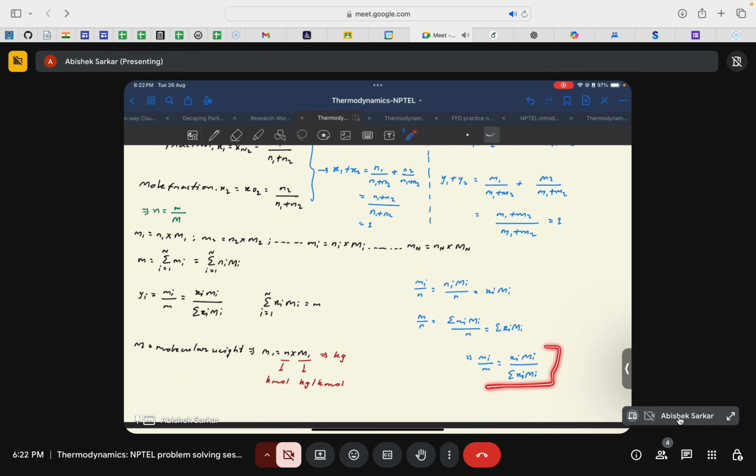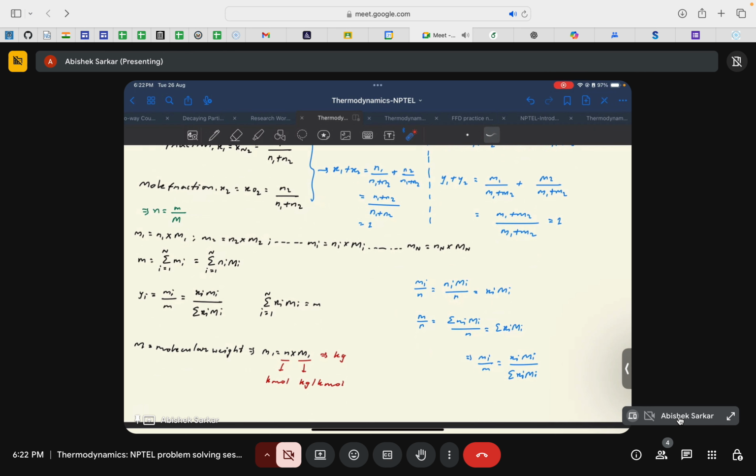I hope this is clear. So that's how we get this relation: yi is equal to mi by m, that is xi times Mi divided by the summation of xi times Mi. That's how we get this one.